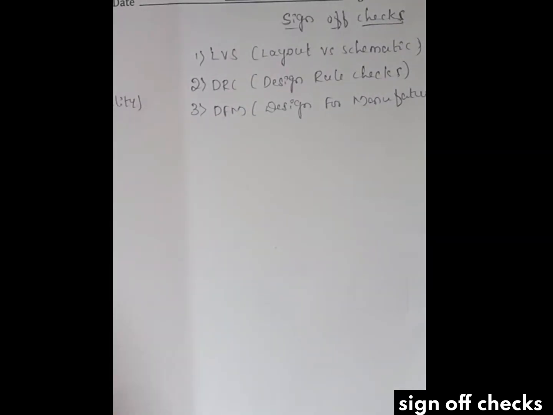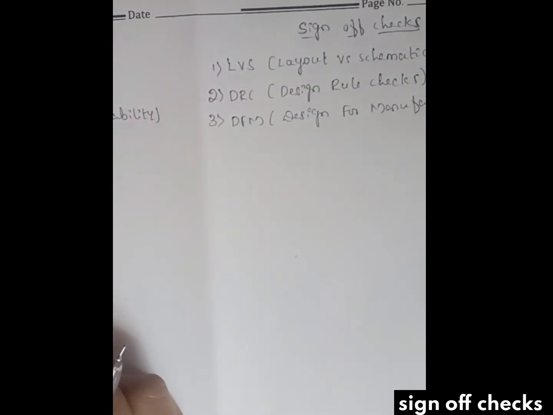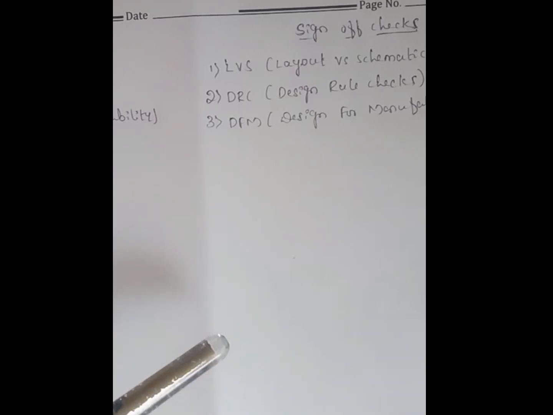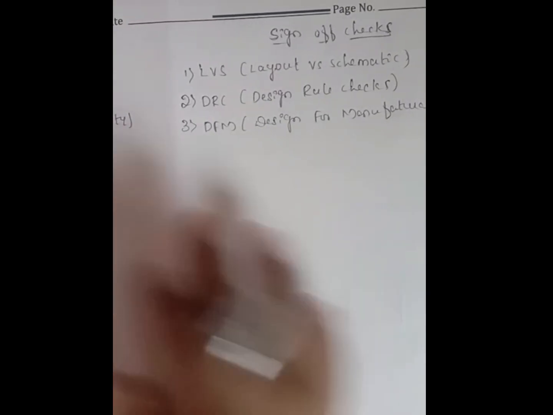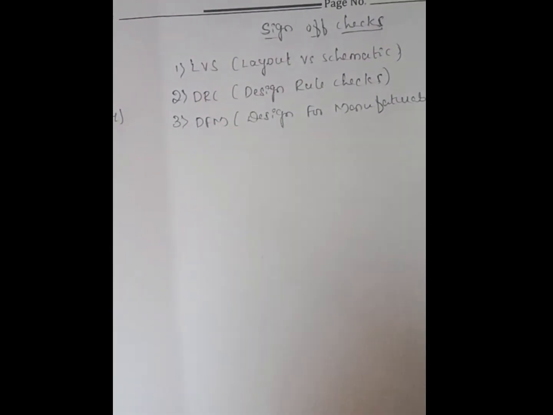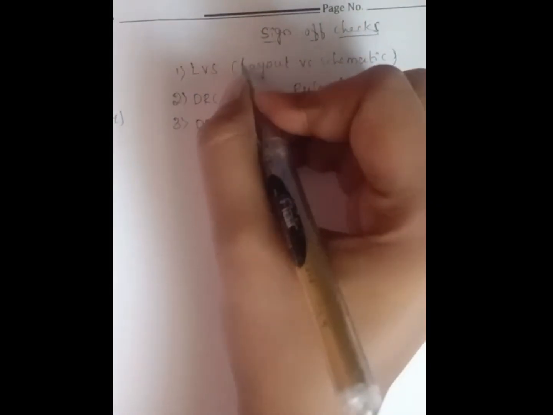In sign-offs there are many types, but for reliability and robustness we consider up to 9 or 10. In sign-offs we mainly go for LVS and DRC. If those are clean, we can say that our chip works fine. So sign-off is for the validation of the chip. If we check all the sign-offs, our chip will work normally and it will work for a long period. That's why we go for sign-offs.